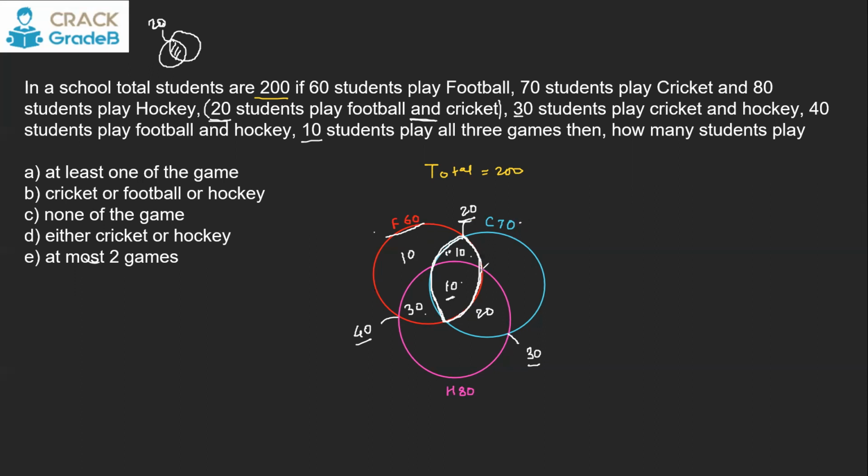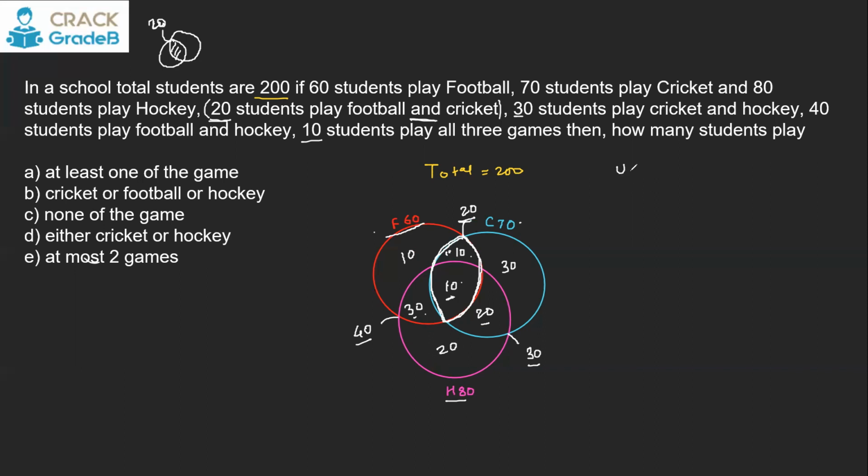The blue circle has 70 people in it, out of which 20 plus 10 plus 10, 40 are gone. The remaining 30 belong here. And the pink circle has 80 students in it, out of which 30, 10, 20, 60 are gone. The remaining 20 belong here.